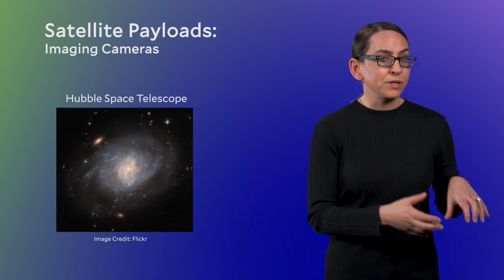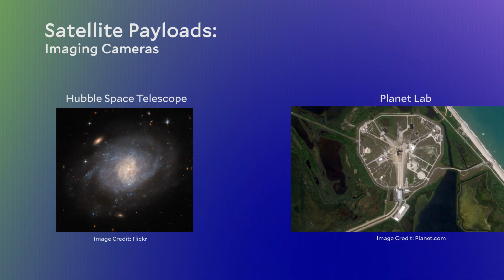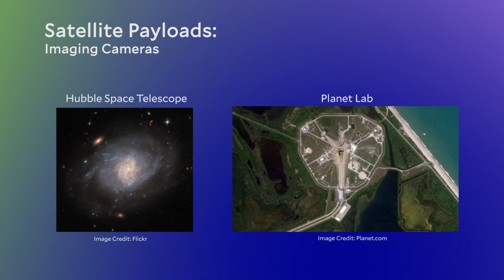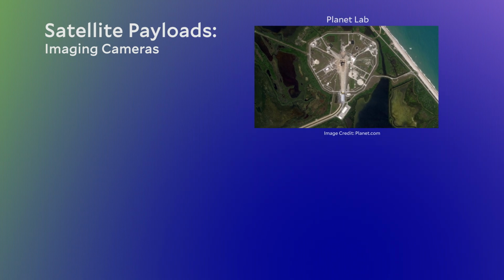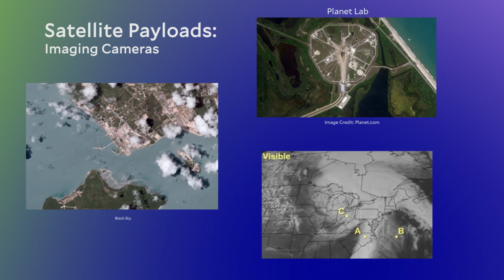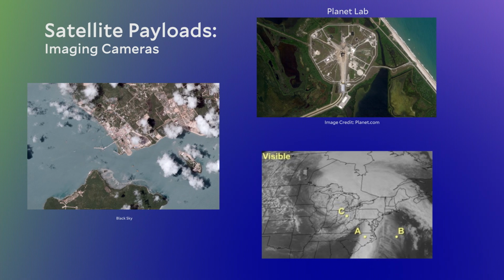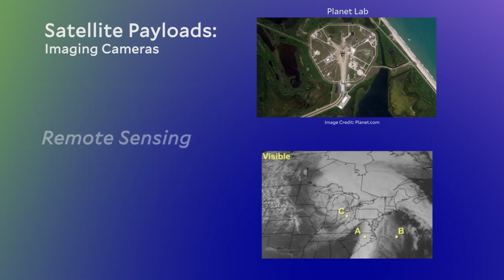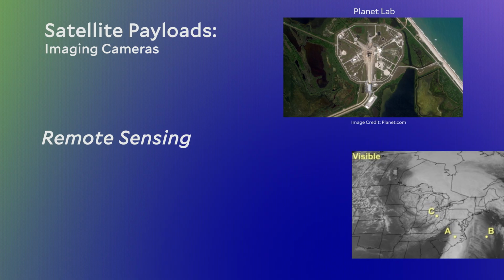If a camera is pointed towards Earth, there's a wide variety of things to do. So taking images for weather forecasting, monitoring for hazards, or like straight up spying on other countries. And at least for the first two cases, imaging the Earth from a satellite is called remote sensing. Remote sensing means getting information about the Earth without actually being on Earth. And in all of these cases, we need a camera in order to take pictures.